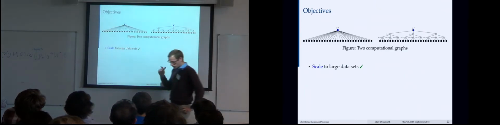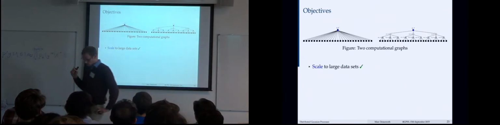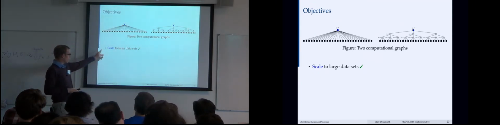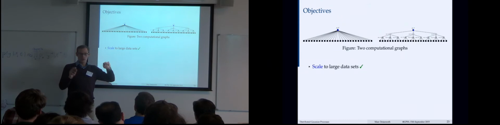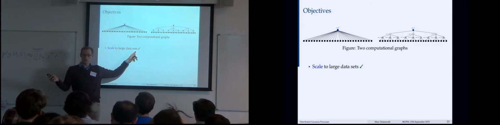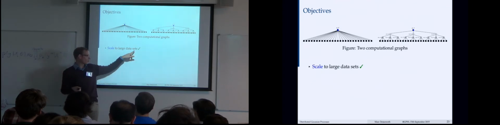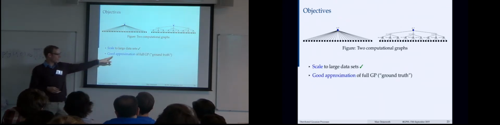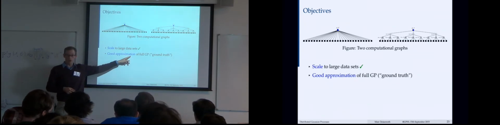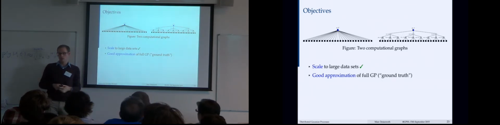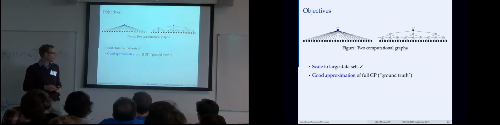So the objectives, or the things that we want from this model, are, in the first place, that all of these models for predictions should be able to scale to large data sets. But that is already covered by the training procedure, so I'm just going to tick that box here. Ideally, we also have a good approximation of the full Gaussian process, which I'm going to use as the ground truth model, because I want to approximate the full GP as closely as possible.